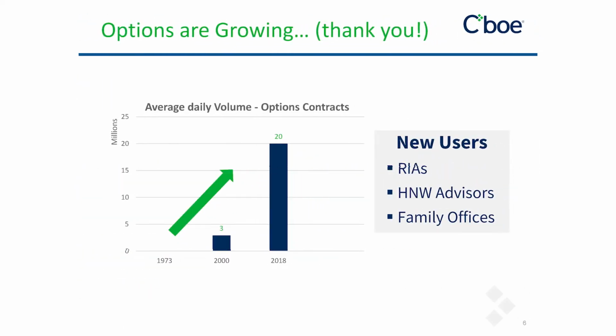Check this out. In 1973, average daily options volume was about 6,500 contracts. By the year 2000, it was 2.9 million contracts. Average daily volume for the full year 2018 was a record-breaking 20+ million contracts per day. These are exciting growth statistics for us all. We've seen a meaningful pickup in volume from advisors to high net worth clients and RIAs. We want you to make sure you know both how and why they're using these products for their clients.